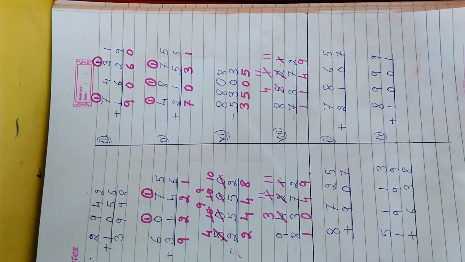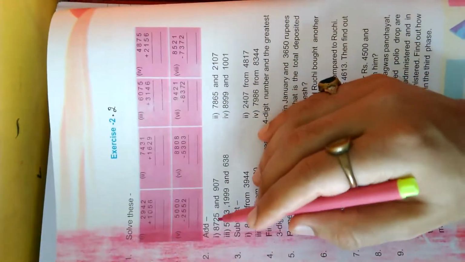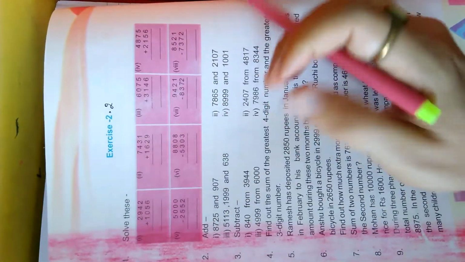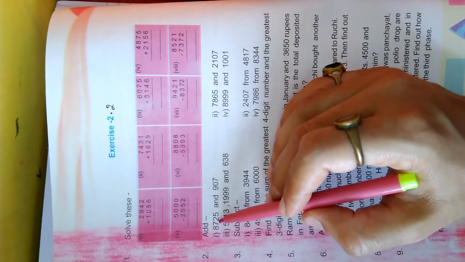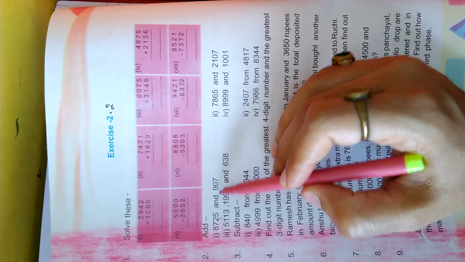Now your second question, class, this time you are given a word form and you have to just add them. For example, your first question is 8725 and 907.